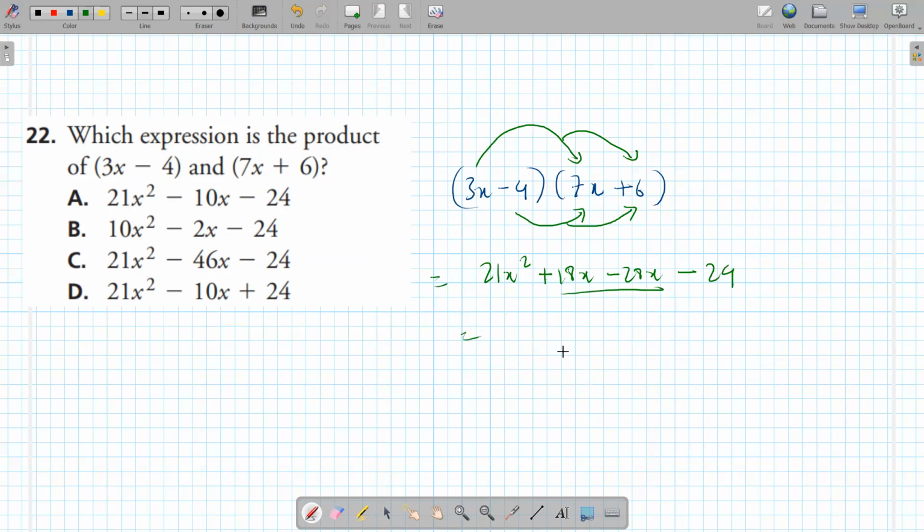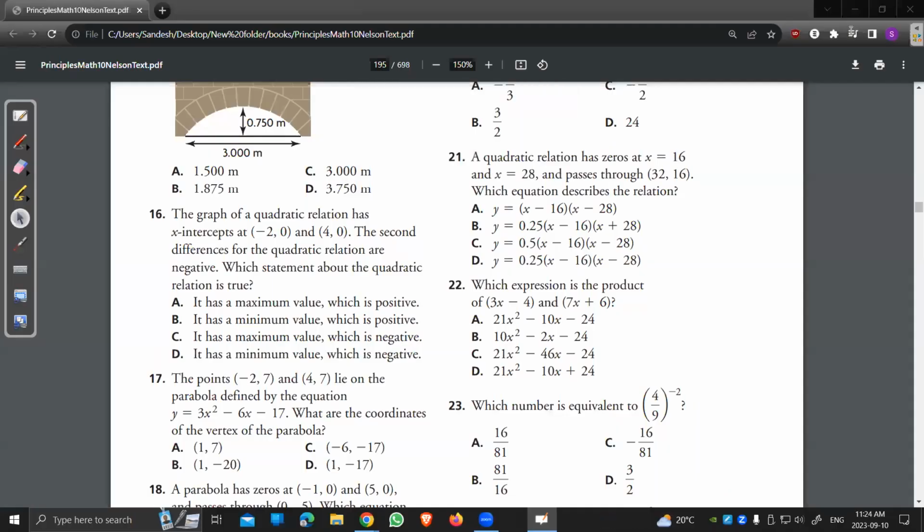So 18 minus 28 is negative 10. So we're looking for the one with negative 10x and minus 24. So it's going to be option D. That's it for that. Easy peasy.